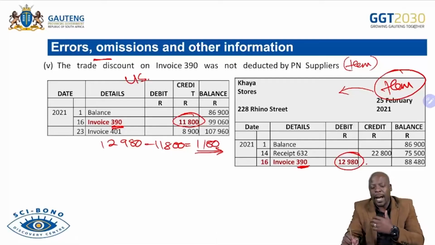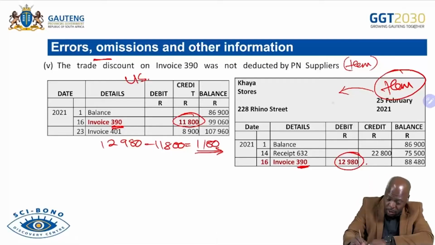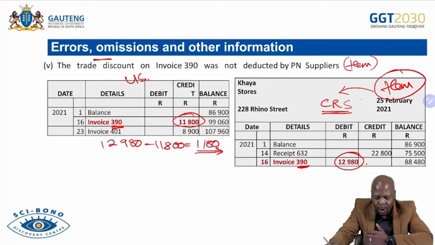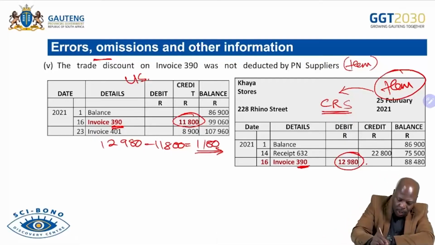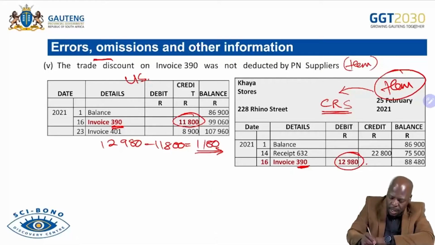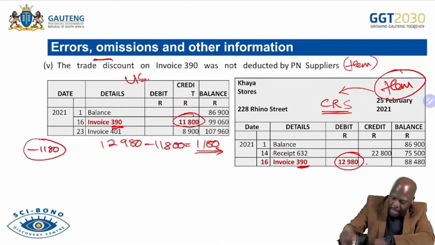But if it is by them, where do we take it? We take it to the creditors reconciliation. Okay, now when we are in the creditors reconciliation, how do we record it? Are we going to say plus or minus? What was this? This was a trade discount. What sign goes with the discount? A minus. So we have a minus 1,180. It is therefore a minus 1,180 that was not recorded by them.